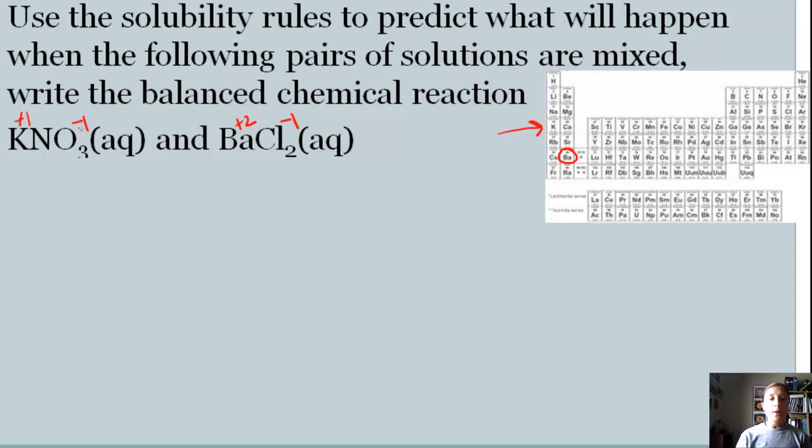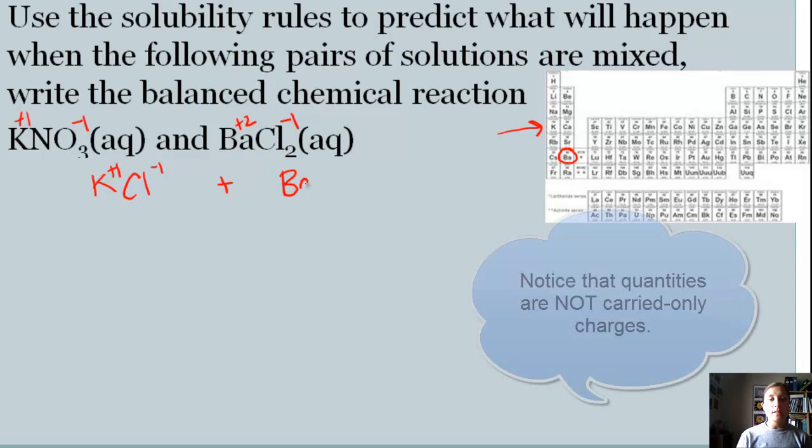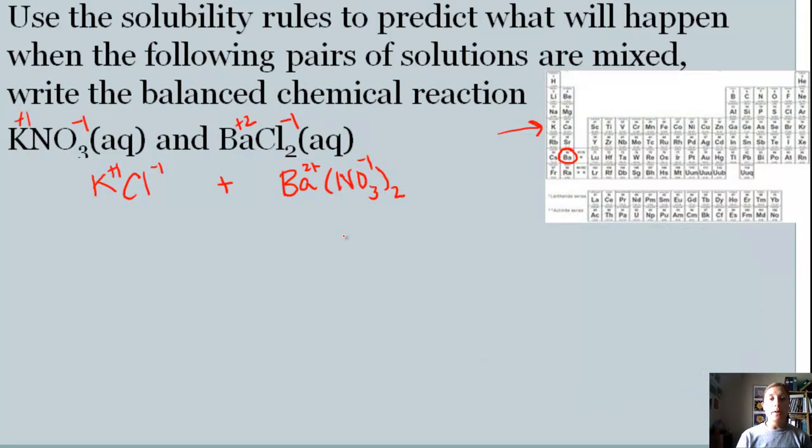So now if I want to write my products, let's take potassium. I know it can't go with this anion because it's already bonded with it as reacted. So that means the only anion left is chlorine. And then my other product is the barium with the nitrate. Now, since nitrate is a -1, I know I'm going to need 2 of those to make it a neutral compound. So now I need to look at solubility.